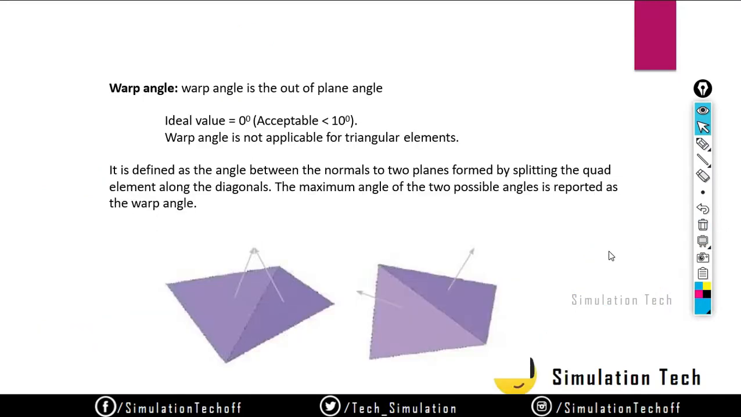So I will shift over to here. There is an option called warp angle. Not an option, it is a method. What does it actually mean? It is a measurement of these two sheets.